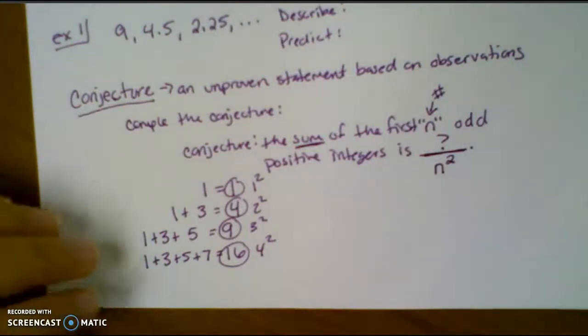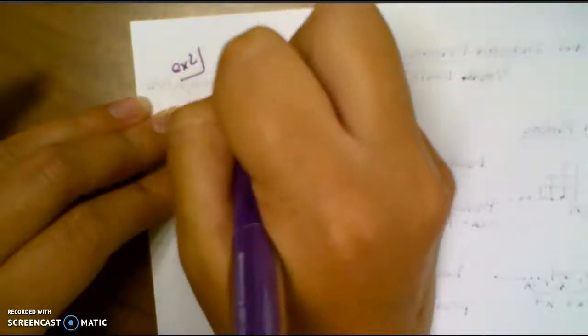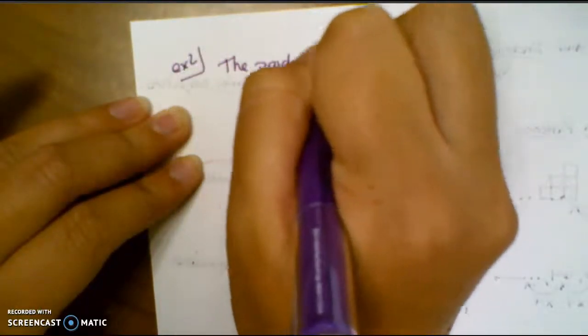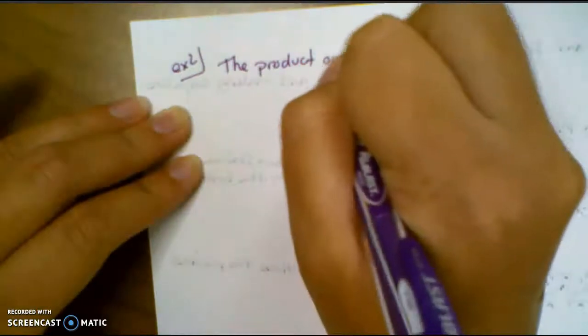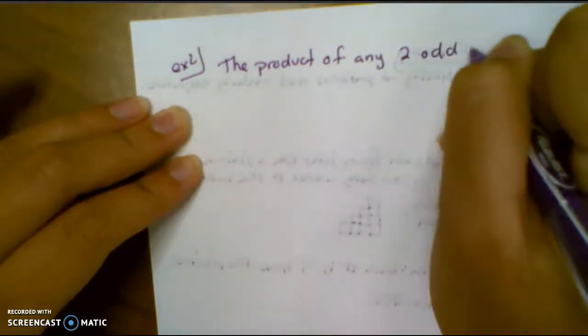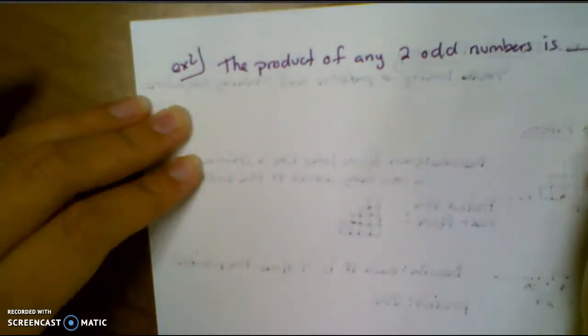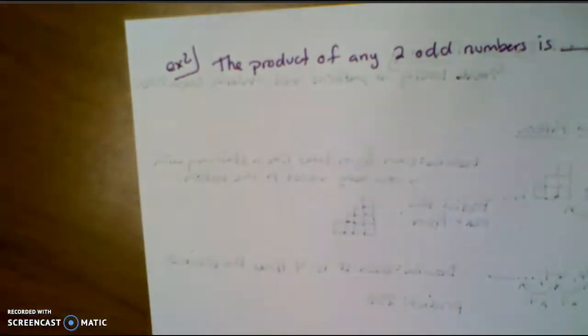Okay, so now I want you to pause the video again, and you're going to try one on your own. So go ahead and write this statement down, and then try to see what you notice about the statement. So your example that you're trying on your own is: the product, remember product is multiplication, of any two odd numbers is what? Okay, so go ahead and pause and do that.